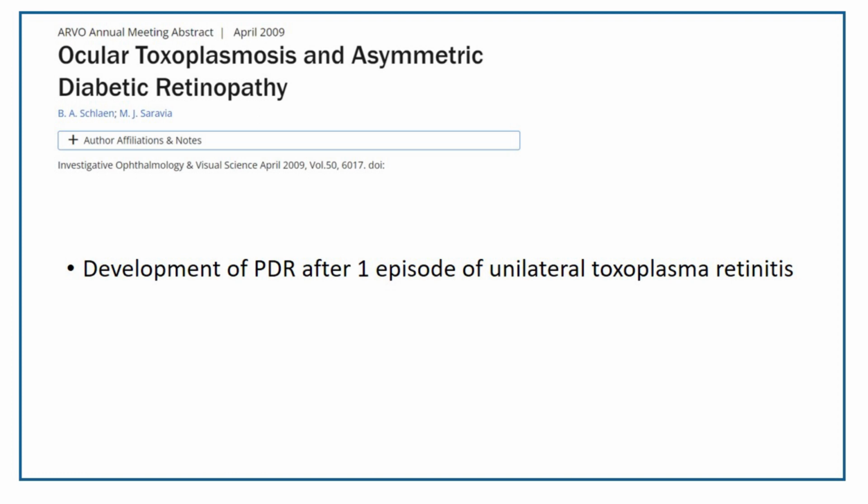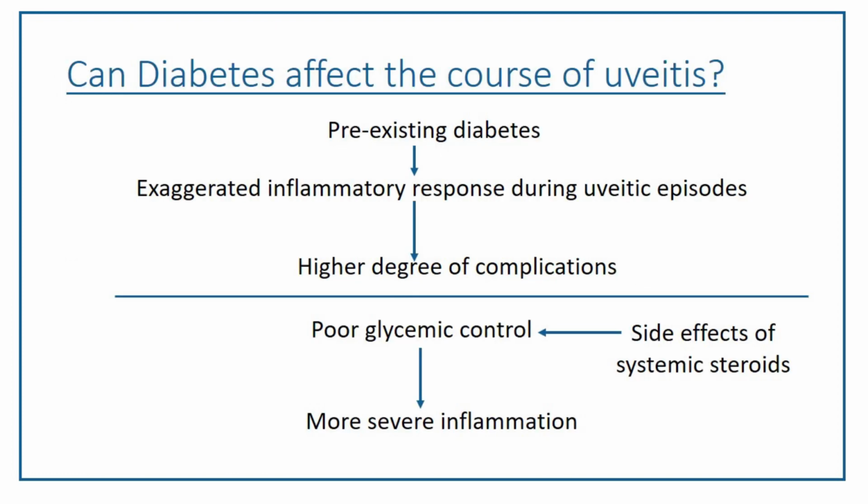So far we have seen three case series. Two of them show progression of diabetic retinopathy caused by uveitis, and one shows where uveitis is actually protective against diabetic retinopathy. So which way should it go? Let's think about the other scenario.